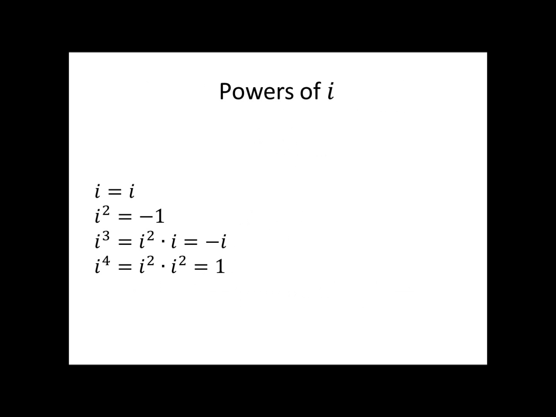Alright, let's talk about some powers of i. We'll start out with i to the first power. Well, that's just equal to i. No biggie there. i squared we know is equal to negative 1. Now if you combine the two, that is i squared times i, you get i cubed. Well, that's negative i because it's a negative 1 times i.